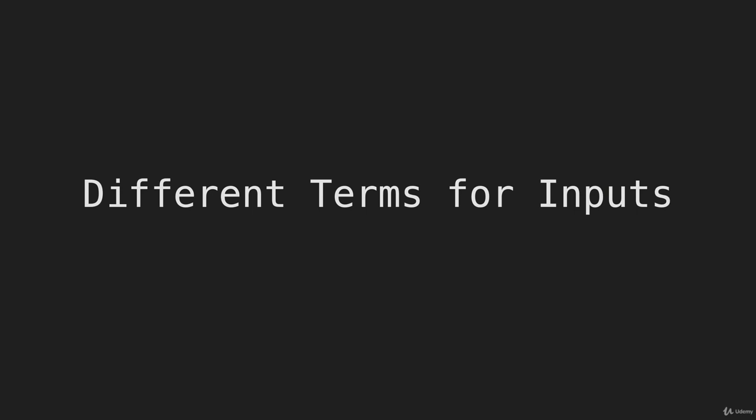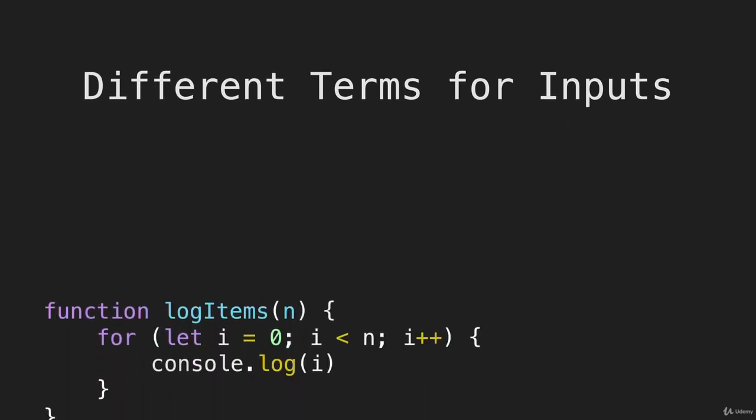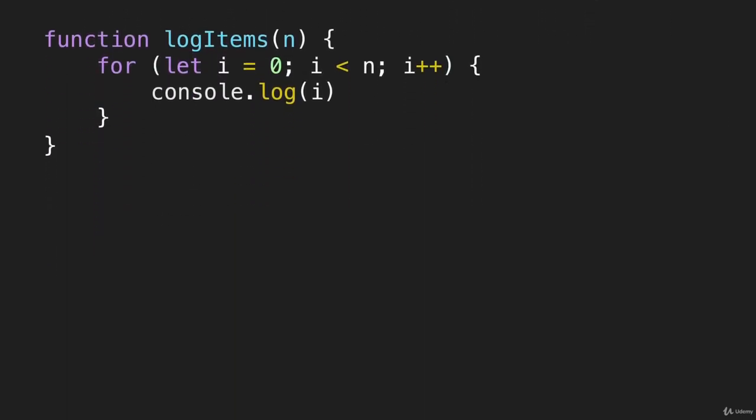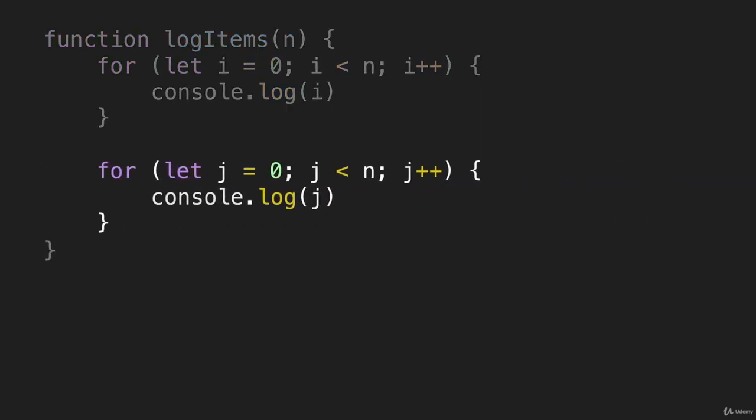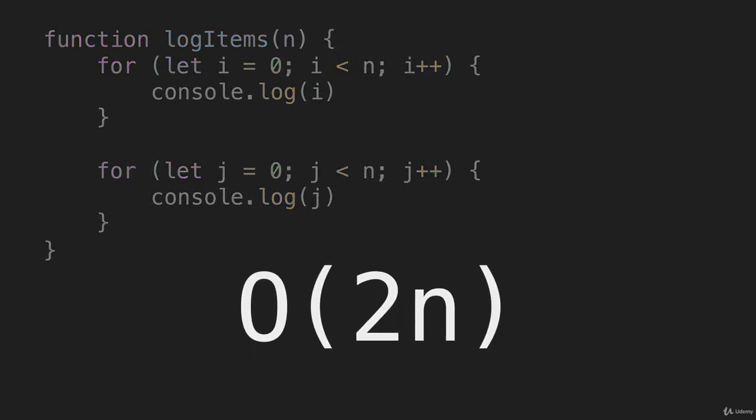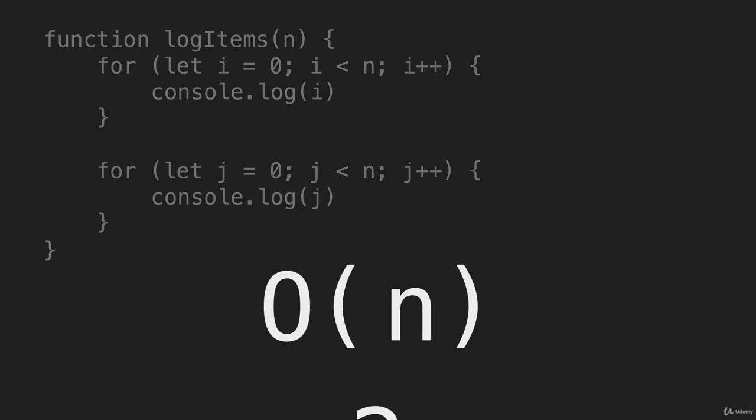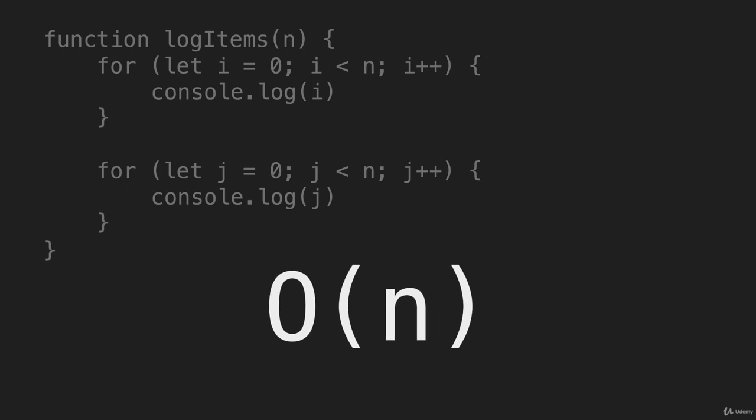Different terms for inputs is a very popular gotcha technical interview question. And to explain it, I'm going to bring up some code that we've seen before, where we have a for loop followed by another for loop. And if you'll recall, each of these ran n times. And it was O of 2n, and we dropped the constant and it became O of n.